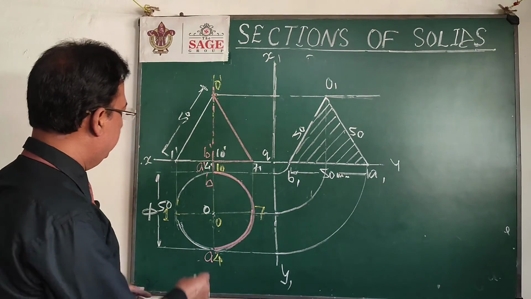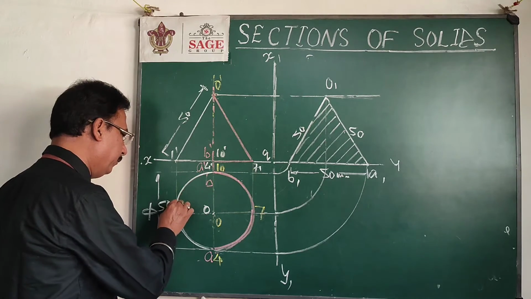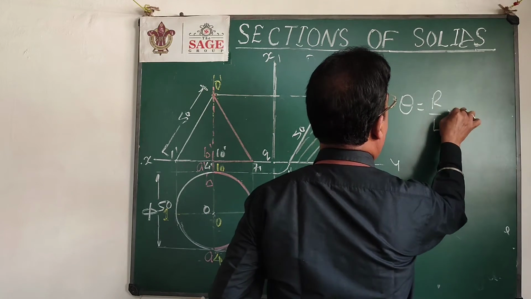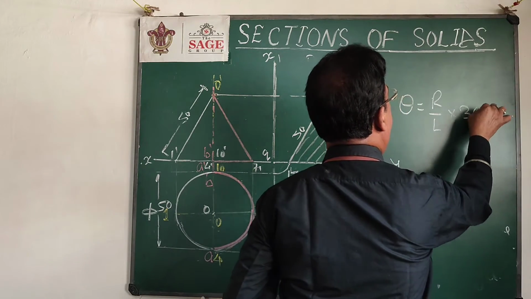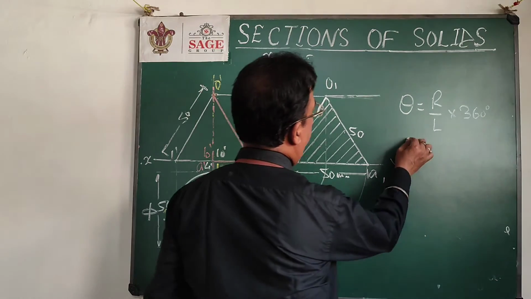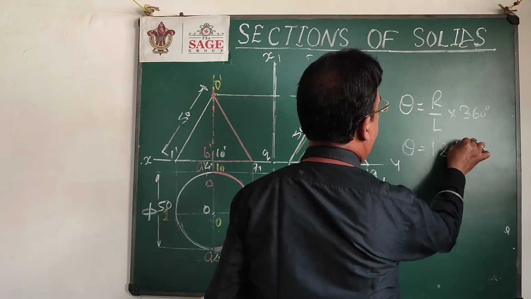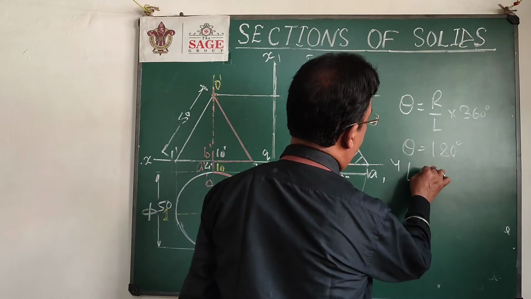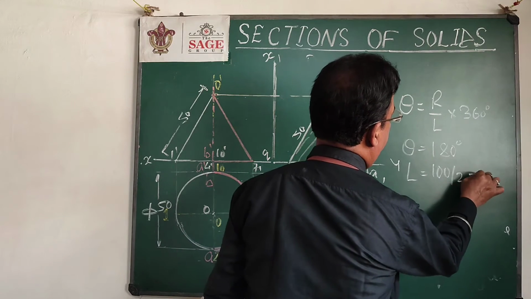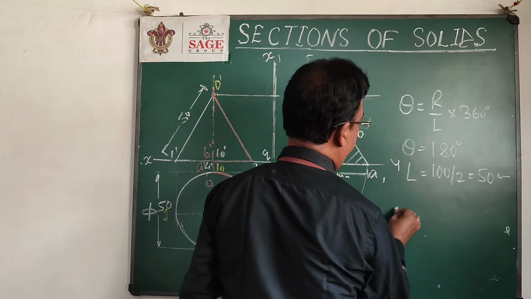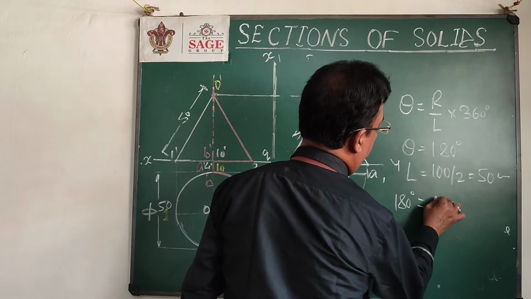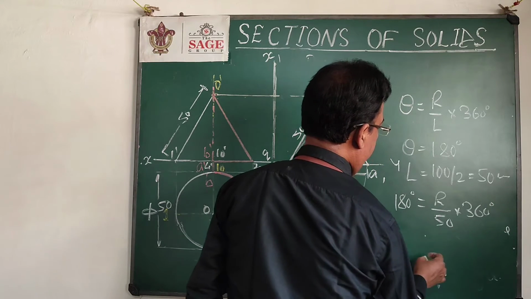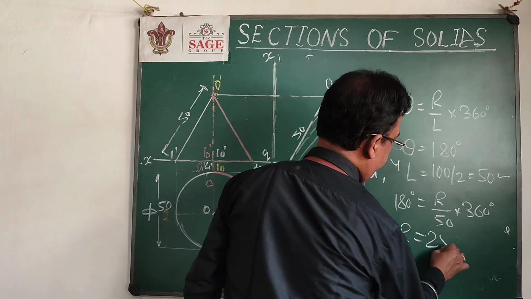Initially the dimensions of the cone I found out with the help of that formula. If I again write that formula, theta will be R upon L into 360 degrees. That is, the development of the cone will be a semicircle. As that is a semicircle, this theta will be 180 degrees. The diameter of the semicircle will be 100 mm, it means L will be 100 by 2, so that is 50 mm. Now from this formula, 180 degrees equals R upon 50 into 360 degrees, so this R will be 25 mm.